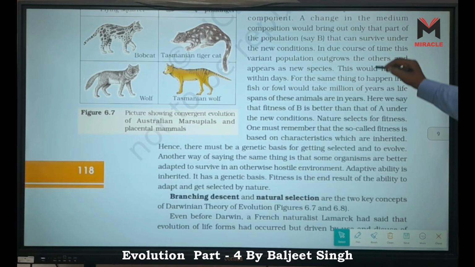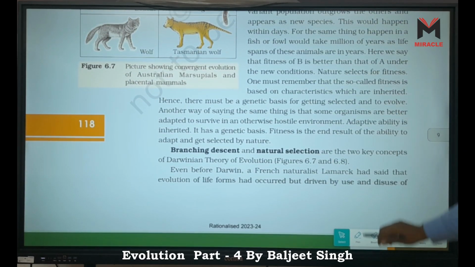For the same thing to happen in a fish or a fowl. Now we are considering the fish or fowl.